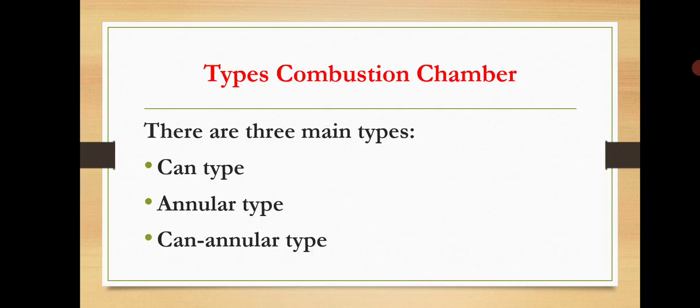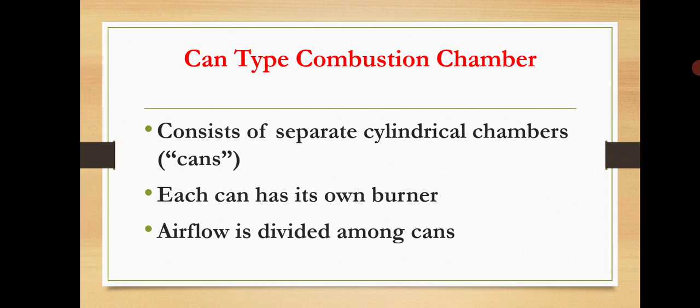Types of combustion chamber. There are three main types. First one is can type, second one is annular type, third one is can annular type. Let's see first type, can type combustion chamber.